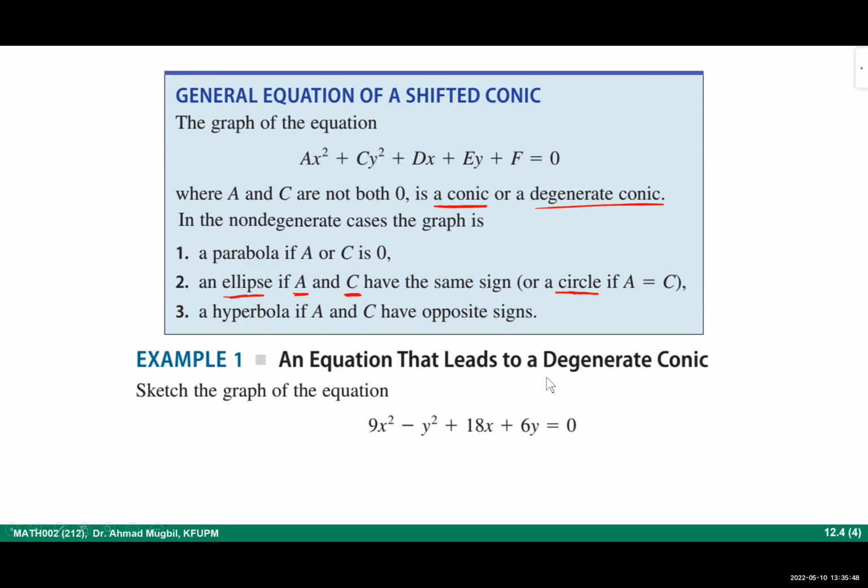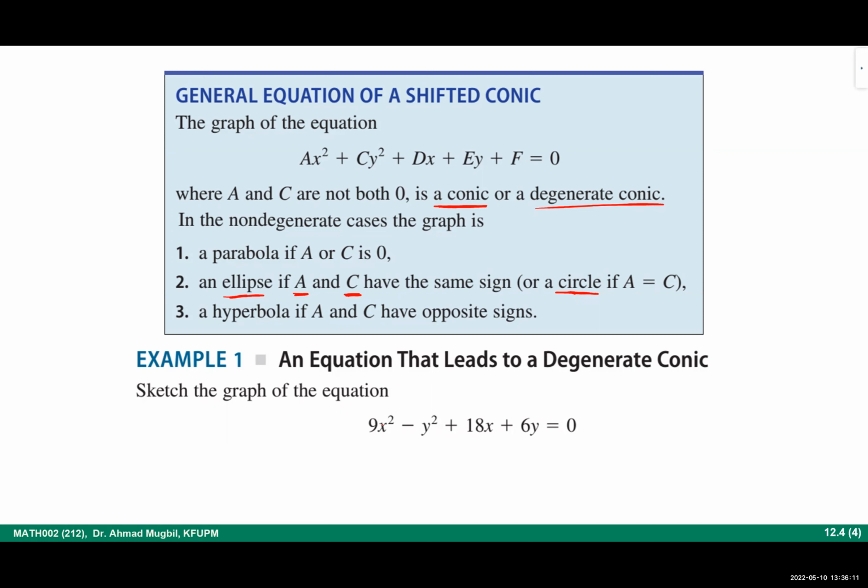Let's take an example. What do you think? What is this? Is it going to be what? As an initial guess, if it is not degenerate, it looks like it is going to be a hyperbola. If it gets lucky, of course. We will see what we can do.